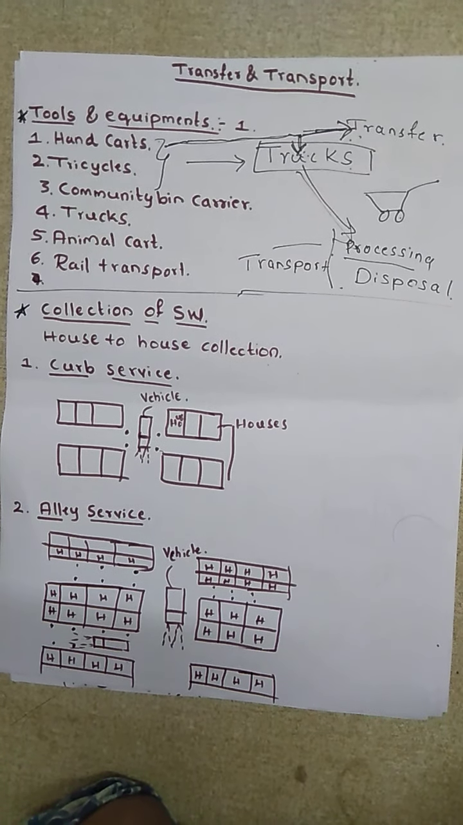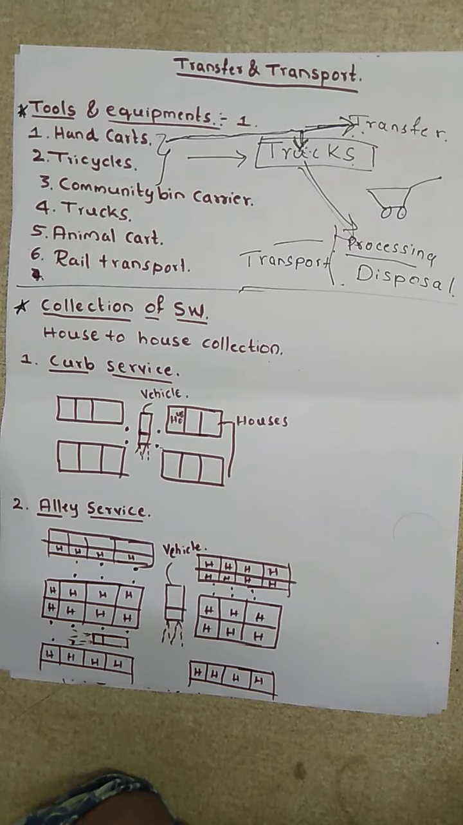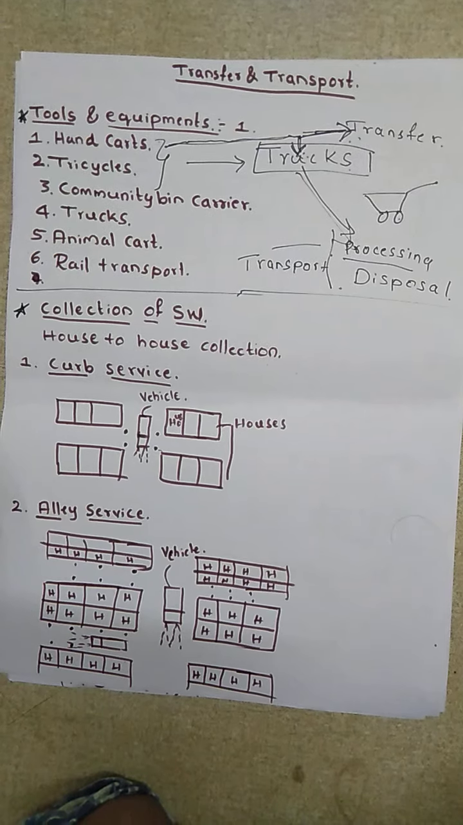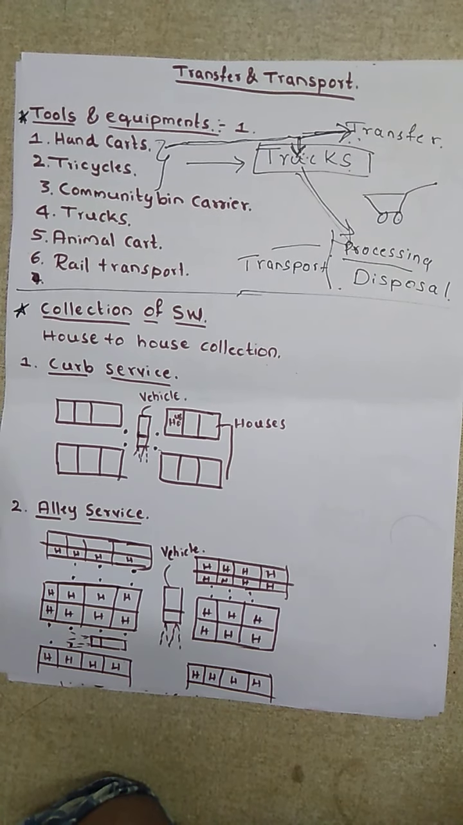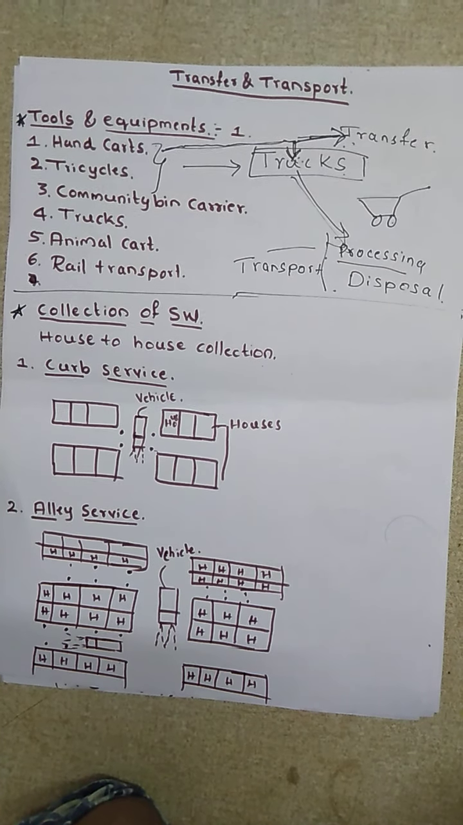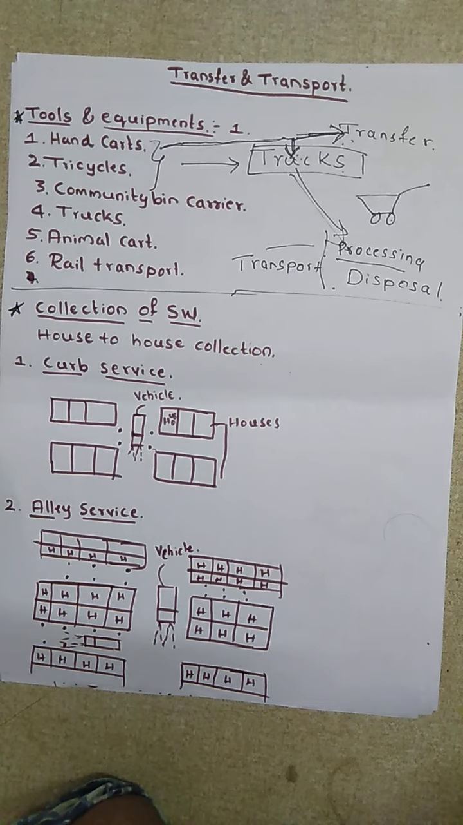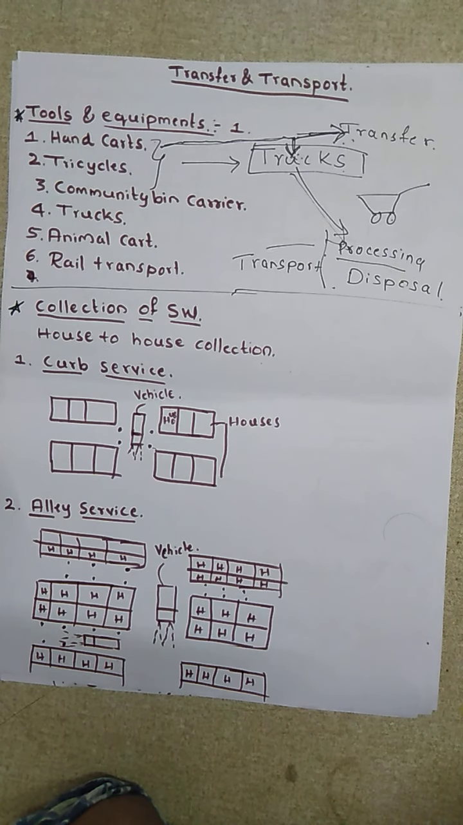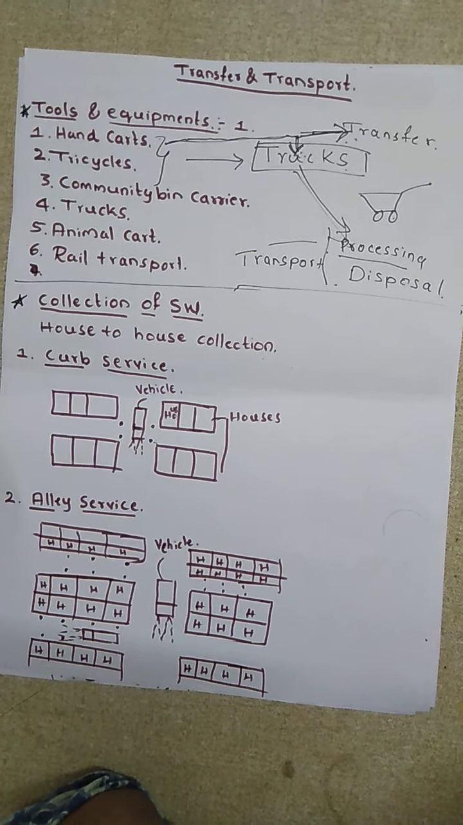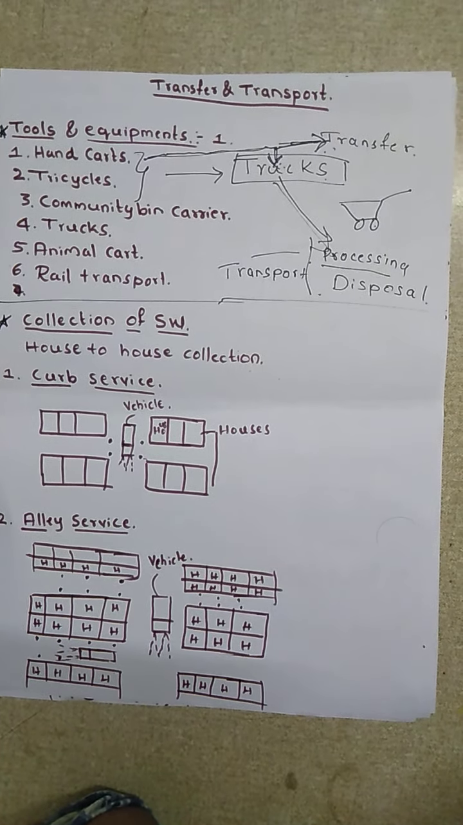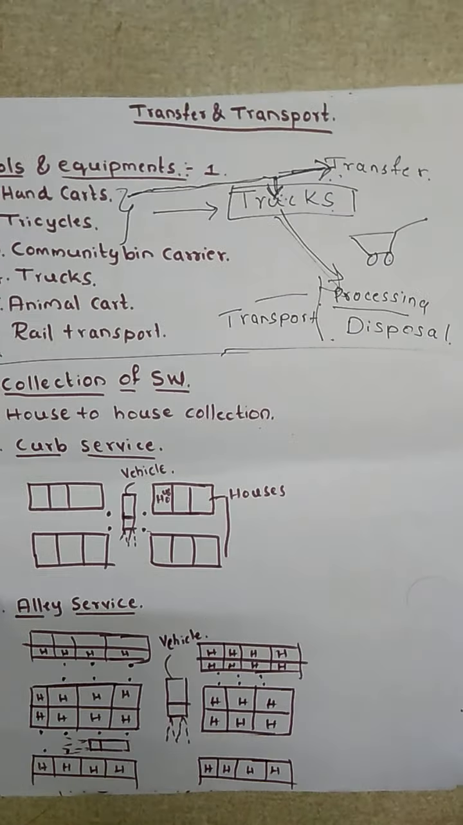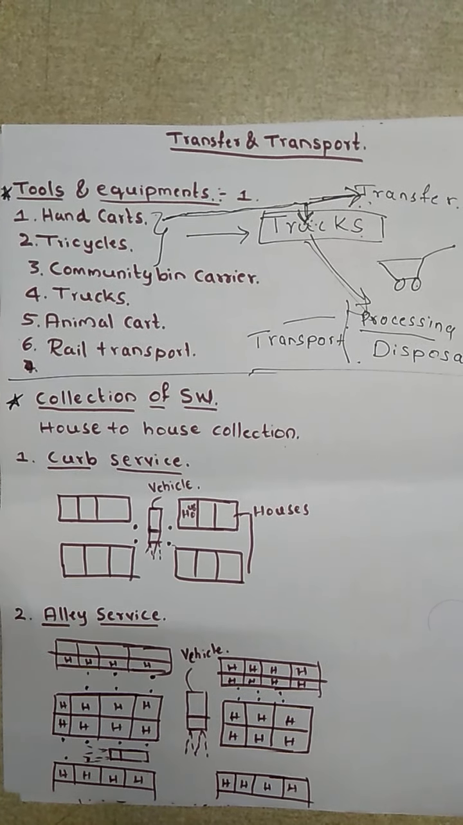Then animal carts, these are the old methods. We are not using them right now because they have a smaller capacity and create some unhygienic conditions, because the waste is kept open. There are n number of issues. We have stopped using animal carts, but probably in some villages they may still be in practice. Then sometimes we use rail transport for disposal of solid waste. Again, it is dependent upon the budget also.